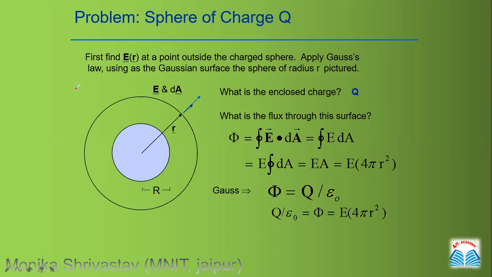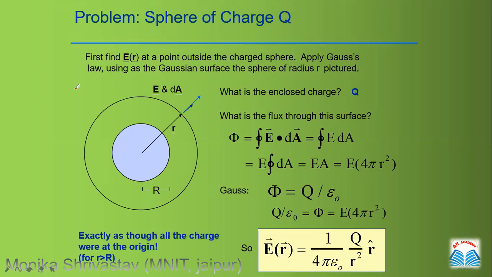Applying Gauss law, we get Q upon epsilon naught equals E 4 pi r square, and hence we get E(r) equals 1 upon 4 pi epsilon naught Q over r square in the direction of r cap. This r cap represents the direction.